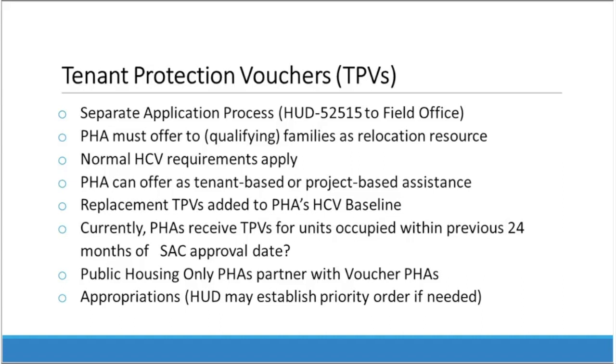Under Section 18, disposition only, can a PHA sell a scattered site unit to a current qualified PIH renter and still receive a TPV for that unit? And if so, is the Section 18 dispo route better than the Section 32 homeownership route?